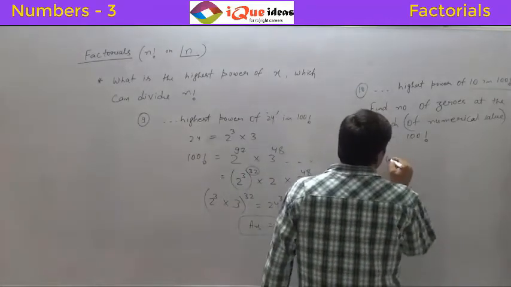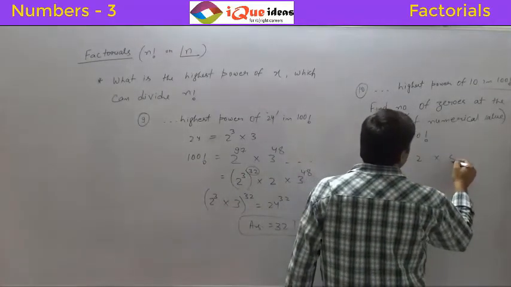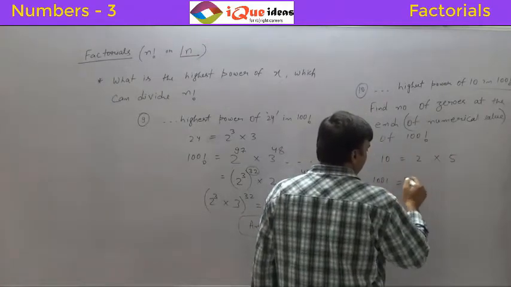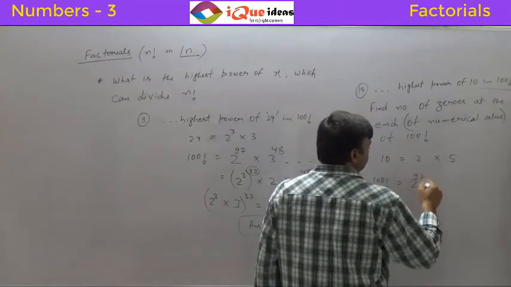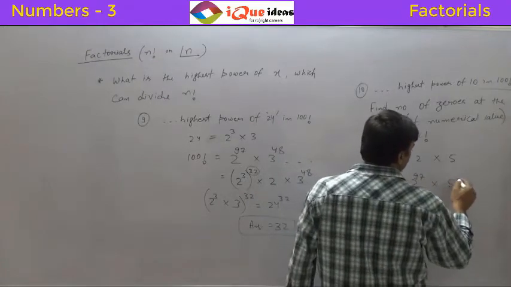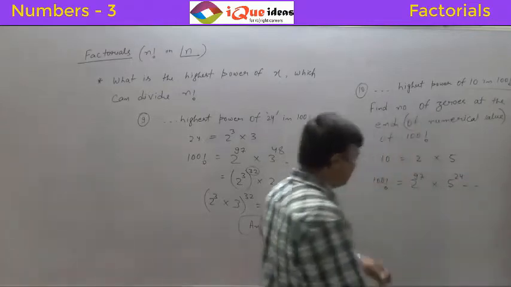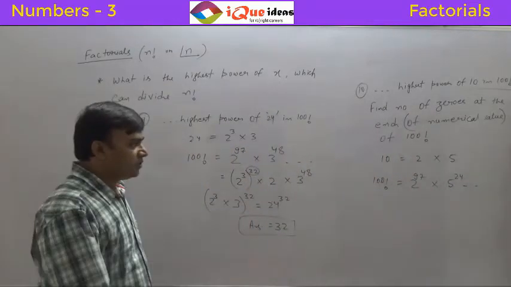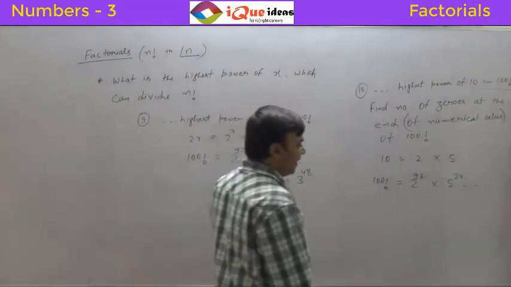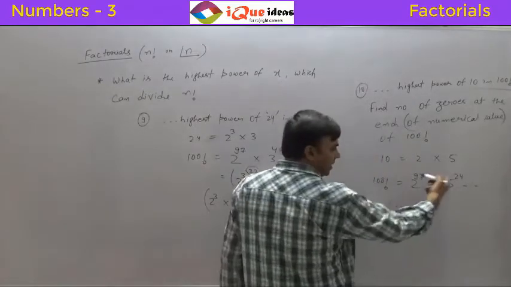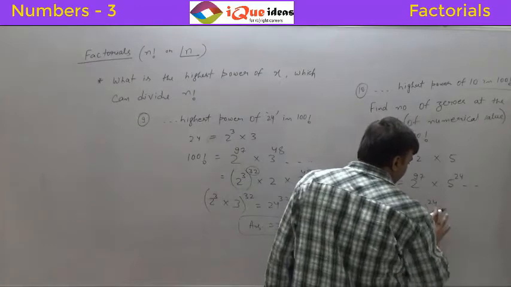To create a 10, what do we need? We need a 2 and a 5. In 100 factorial, what is the number of 2's that we have? 2 to the power 97. And what is the number of 5's that we have? So now we ignore everything else and we just consider these two, which are necessary. If I go on creating pairs of 2 and 5, how many pairs can be created? As you can see, only 24 pairs can be created.